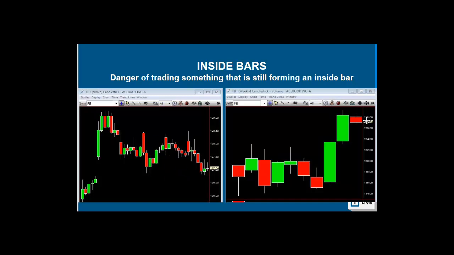We want to identify this condition. Most people miss this because they are not looking at the longer term charts, right? We are starting at the monthly, the weekly, the daily, and working our way down so we can identify this condition.